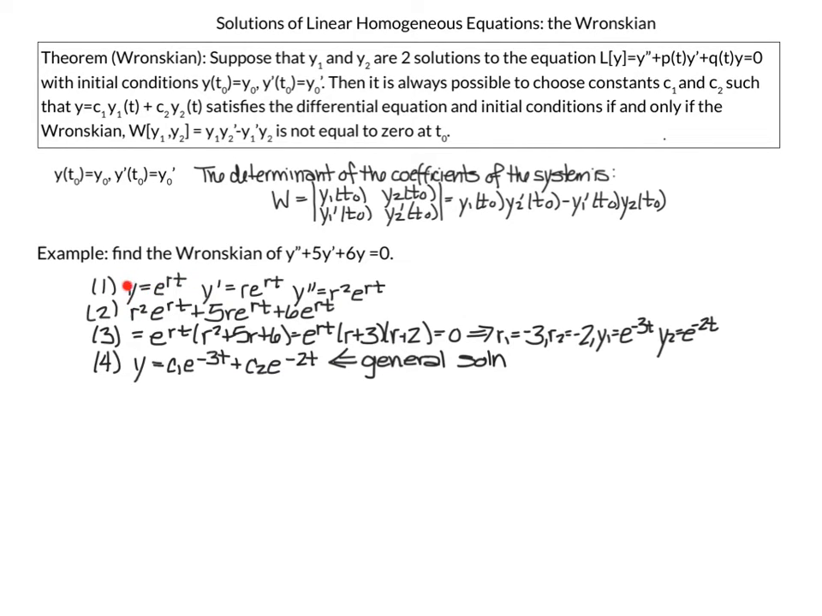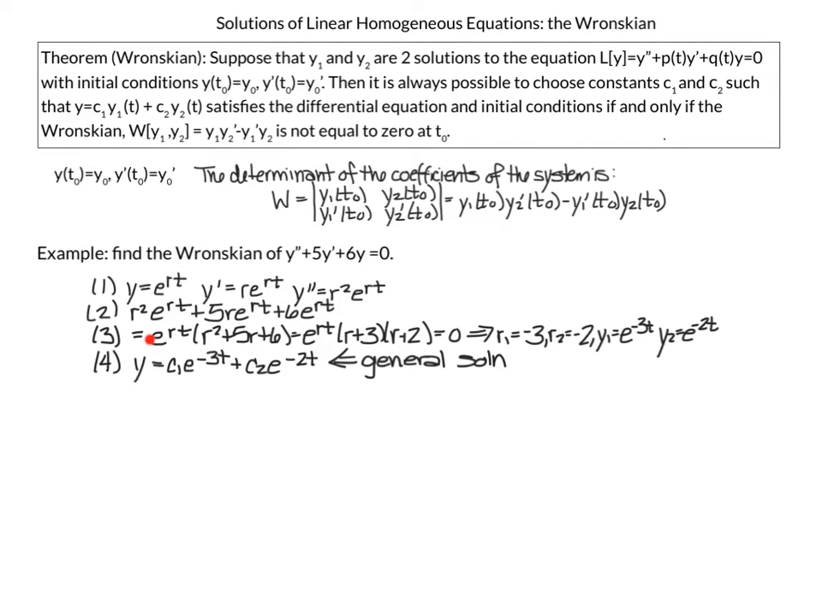So we assume that y equals e to the rt. y prime then would be r e to the rt, and y double prime is equal to r squared e to the rt. Substituting in y, y prime, and y double prime in this equation, we get r squared e to the rt plus 5 r e to the rt plus 6 e to the rt.